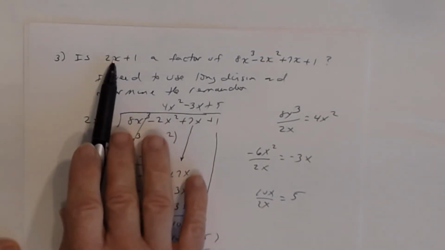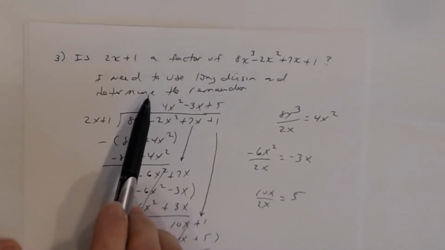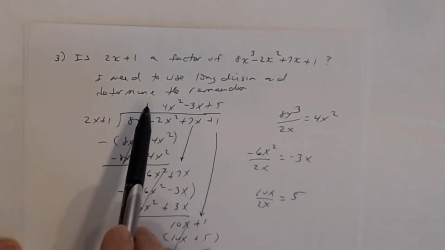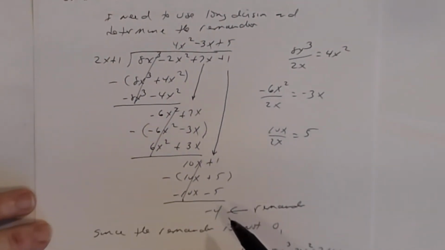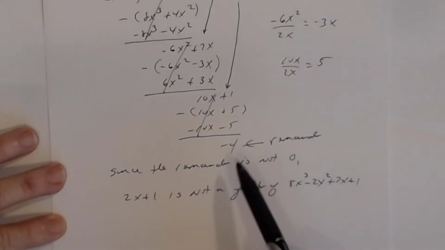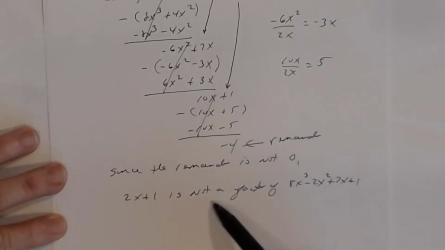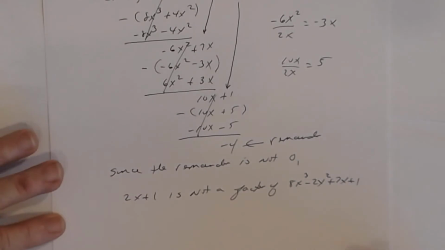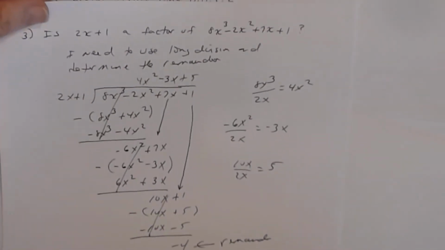So to determine if this is a factor of this, you're going to use long division and look at the remainder. If the remainder is 0, it's a factor. If the remainder is not 0, then it's not a factor. Okay, so that was number 3. All right, let's look at number 4.